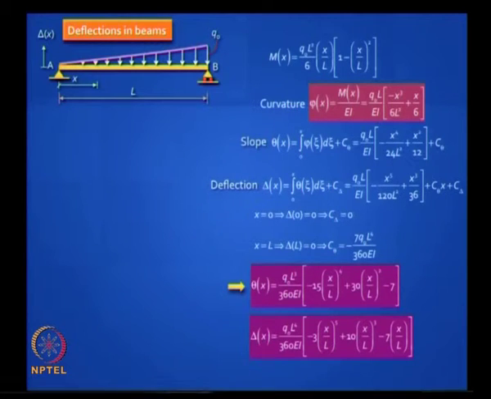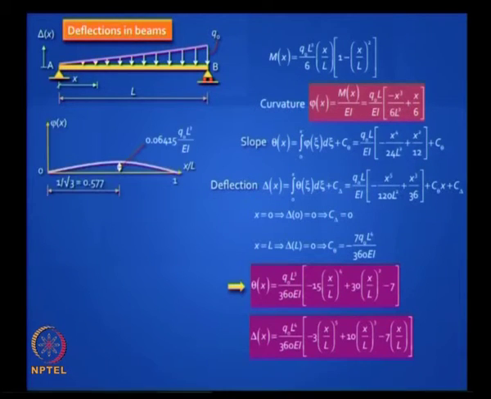But engineers are more comfortable looking at figures. One picture can speak 1,000 words, goes the old Chinese saying. So you should draw graphs. So if you draw the graph of curvature, which is like the bending moment diagram, it will look like that. The maximum curvature is at the midspan.